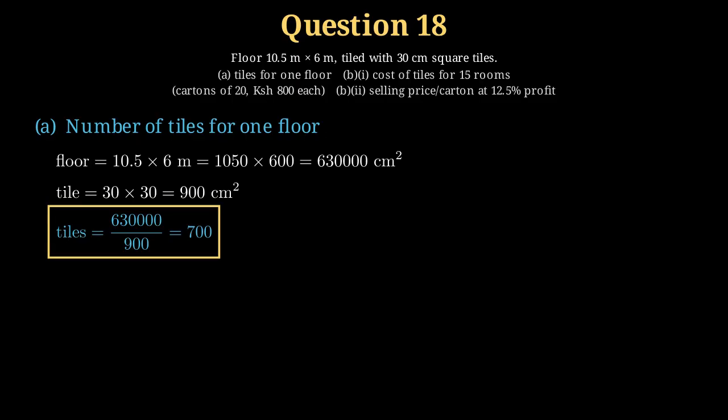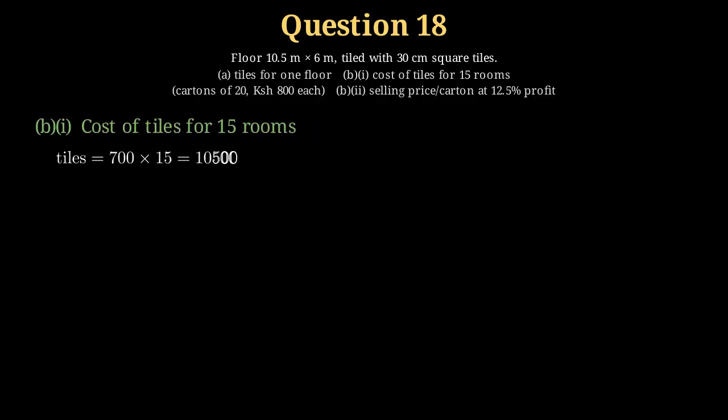The floor is 10.5 meters, that's 1,050 centimeters, by 600 centimeters, giving an area of 630,000 square centimeters. Each tile is 30 by 30, which is 900 square centimeters. Dividing 630,000 over 900 gives 700 tiles.